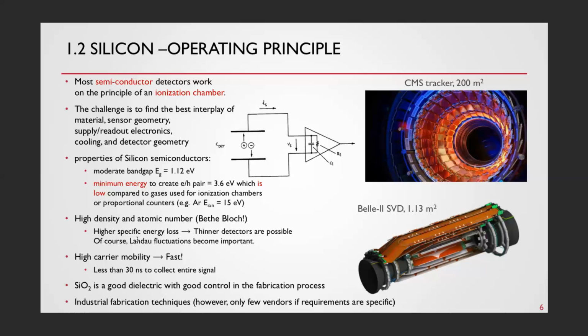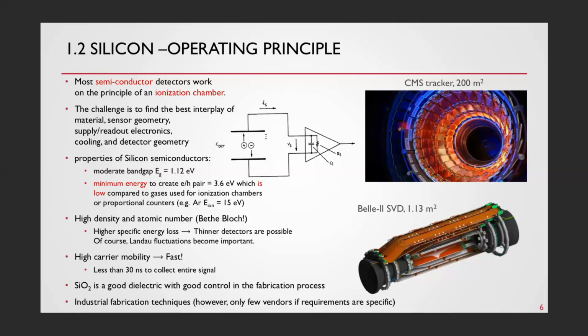It's very important, next point, that the carrier mobility of the electrons and the holes is very high. Here we don't have ions, in contrast to a gas detector; we have an electron and we have a hole. This allows collecting the entire signal within 30 or so nanoseconds. So silicon detectors are very fast.